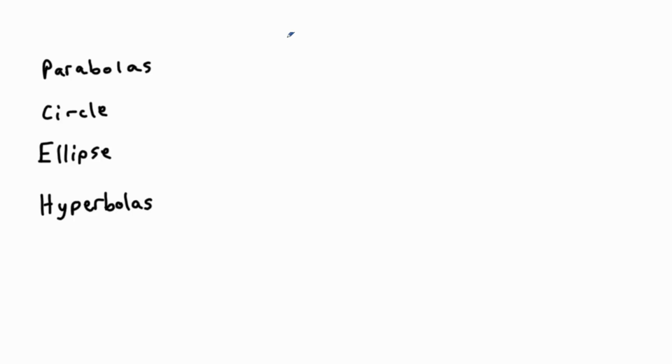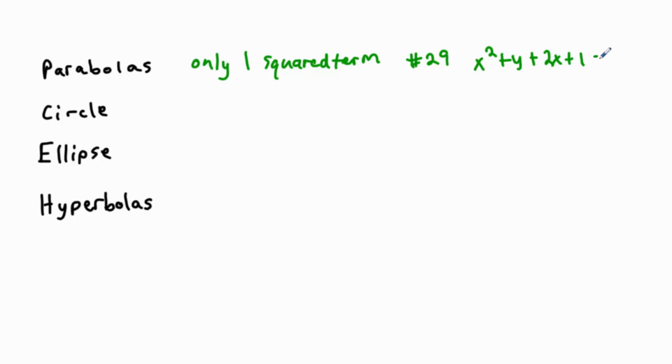So a parabola has only one squared term. So either our x is squared or our y is squared, but not both. And so that would be number 29 on our review, which has x squared plus y plus 2x plus 1 equals 0. So since y doesn't have a squared at all, this has to be a parabola.